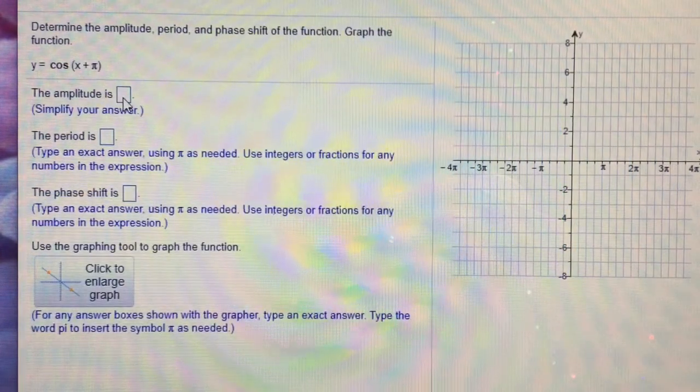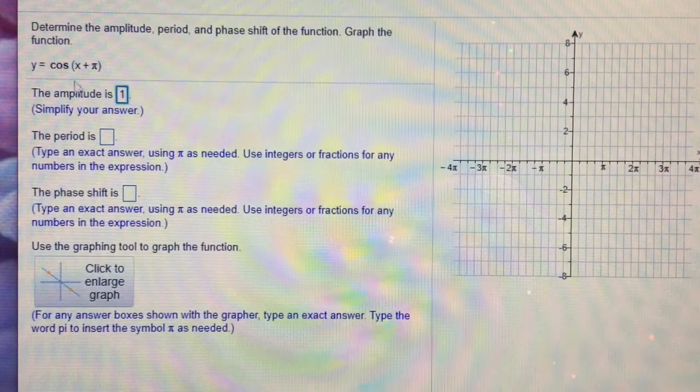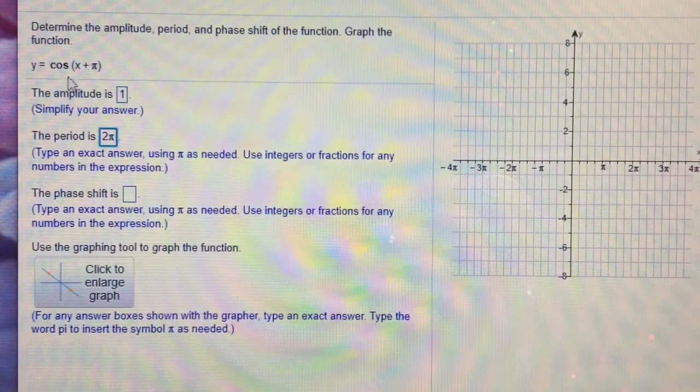The amplitude, there's a hidden 1 in front of it, so I put the amplitude of 1. The period is 2 pi because I'm supposed to put 2 pi over the number in front of the x, and the number in front of the x is 1. The phase shift is going to be the opposite of that over the 1. So that's going to be pi over 1, or negative pi.